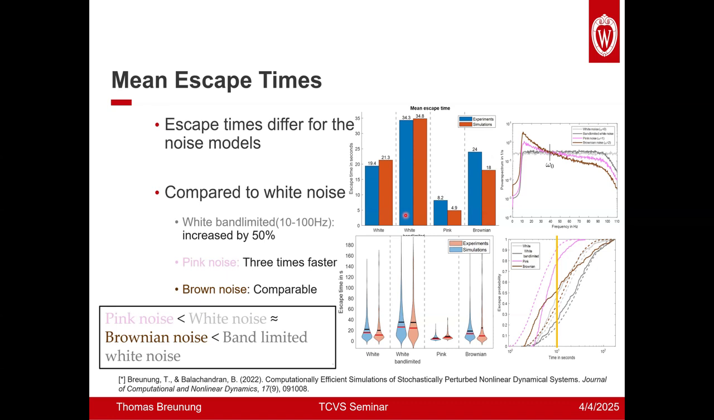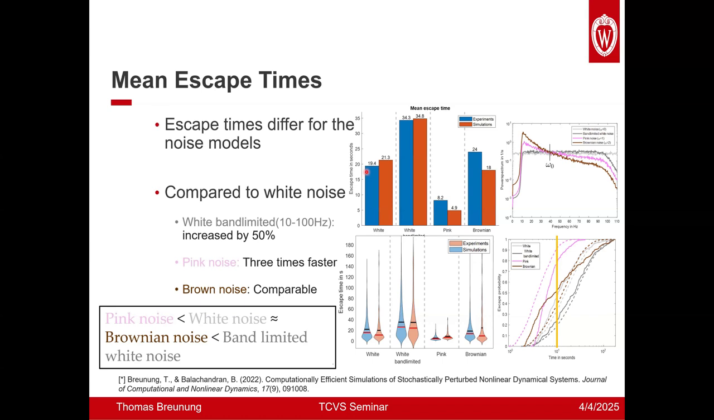For the setting I was looking into, we had an average escape time of about 20 seconds. This was for the white noise model, which is not realistic in practice. In reality, we're going to face some other noise model, so we wanted to study different noise models. One thing we can think about is band limiting the white noise. We band limited the white noise between 2 and 100 Hertz. The natural linear frequency of the system was around 30 Hertz. If we do that, the mean escape time increases by almost a factor of 1.5, so 50%.